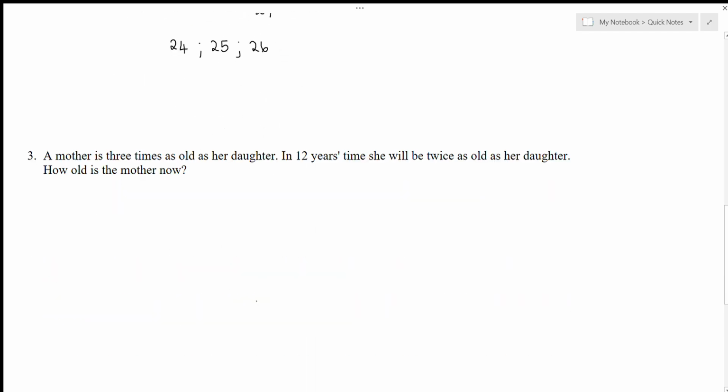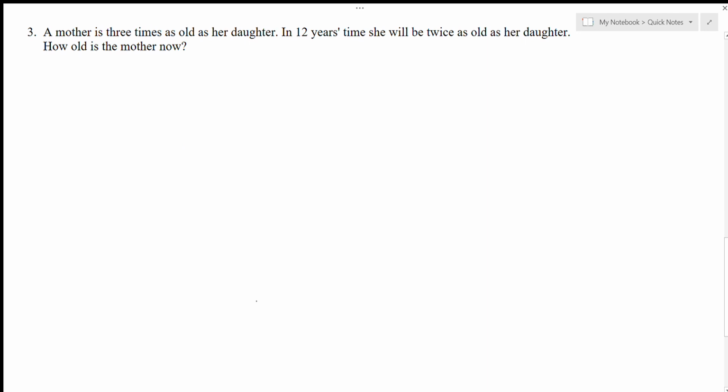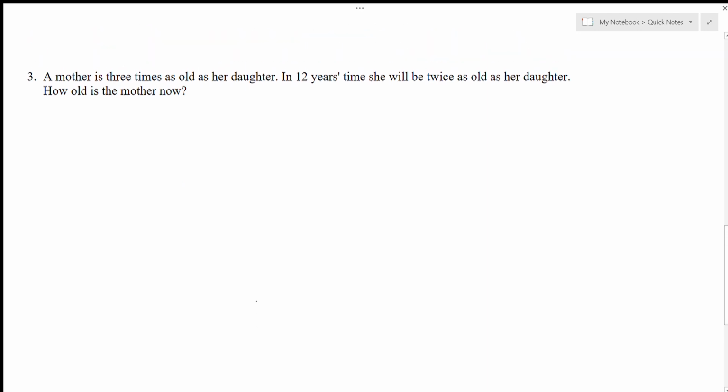Let's look at another word problem. A mother is 3 times as old as her daughter. In 12 years' time, she'll be twice as old as her daughter. How old is the mother now? So what we need to do here is write it out.